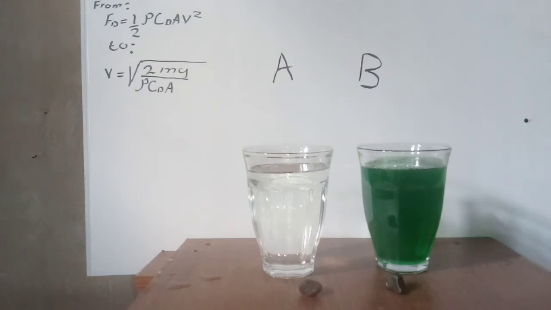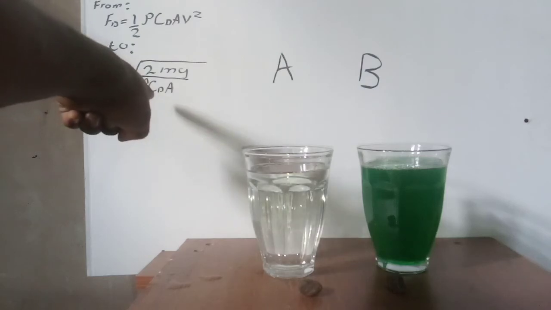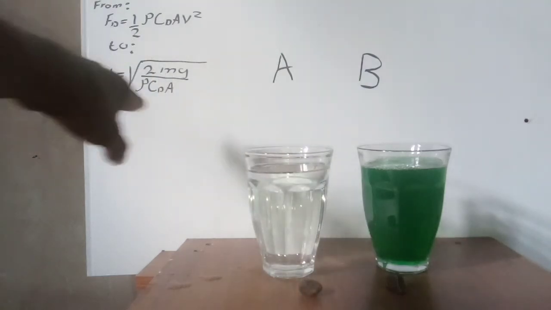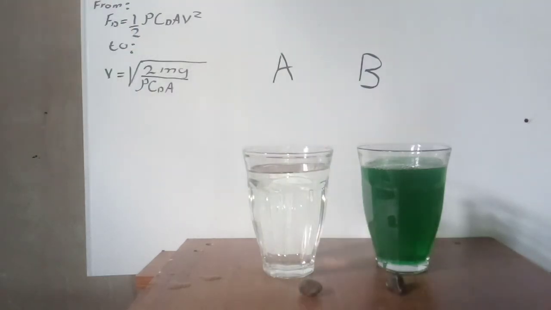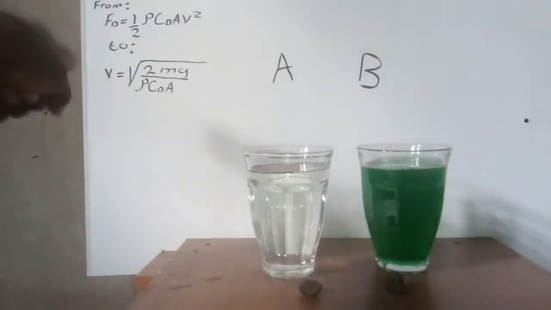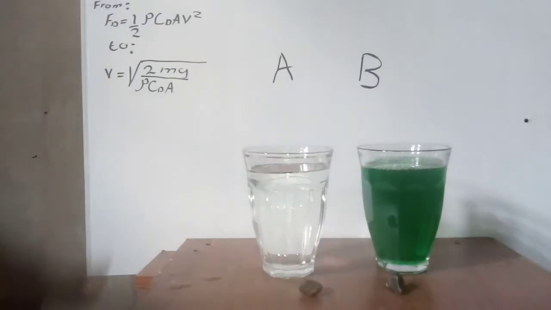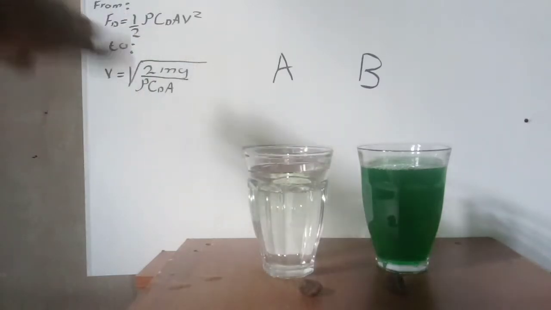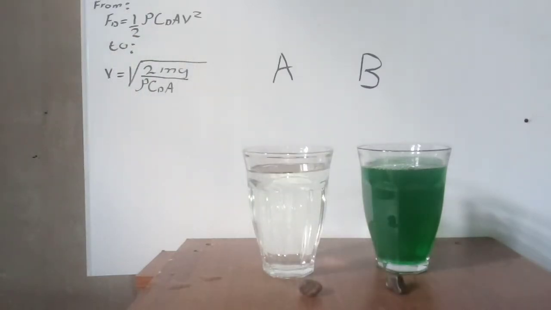So from there we're even able to see the formula making sense. Before I do the needful here, what you are seeing here is the density, the drag coefficient, and the surface area. When the surface area is greater, the speed is going to reduce. When the density is greater, the speed is going to reduce. But the mass and the gravity remain the same.